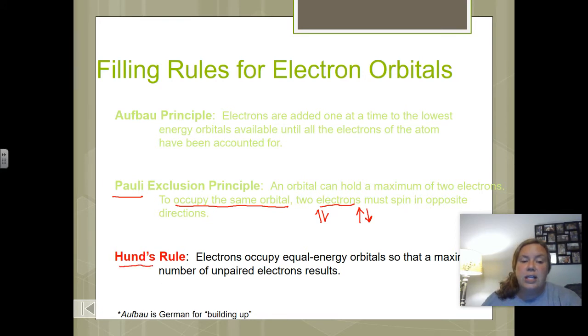Finally, we have good old Hund's rule. Hund's rule says electrons occupy equal energy orbitals so that a maximum number of unpaired electrons results. Okay, so Hund's rule comes from, let's say we have a p orbital, and we know that there are 3 lobes for a p orbital. Then we have to put an electron in each lobe before we can go back and put a second electron in each lobe.